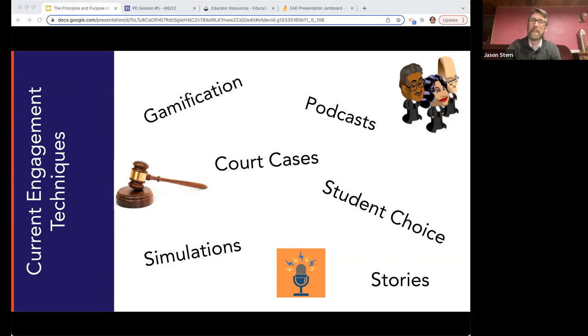And finally, I'm glad that this was mentioned before by Curry: stories. All this other stuff, the gamification, the podcasts, the simulations, that's novel to us, the older teachers, but to kids, that's sort of normal. Sometimes what's novel to them is just a story about how you were involved in something with the government or something that affected you in the government.